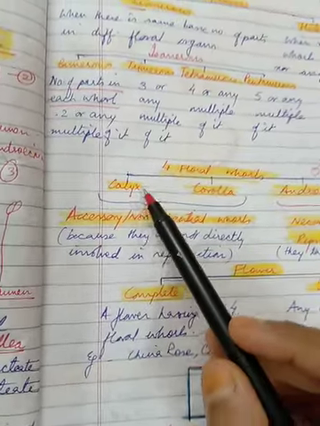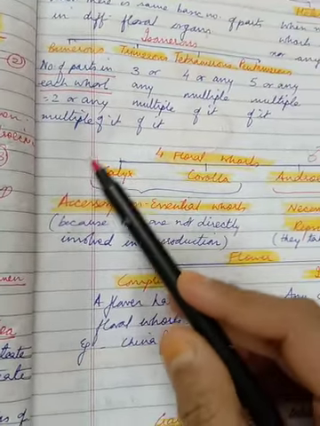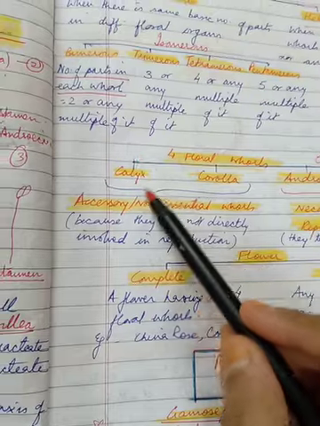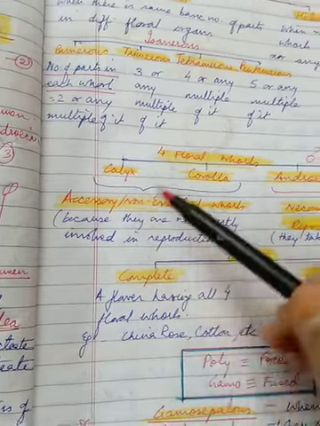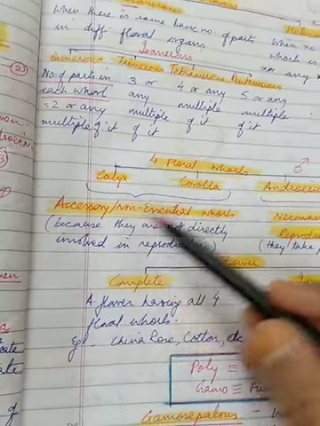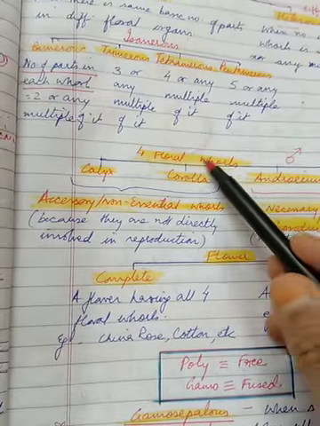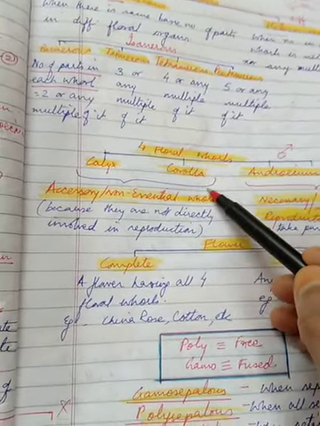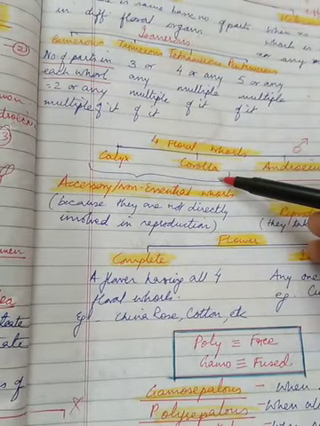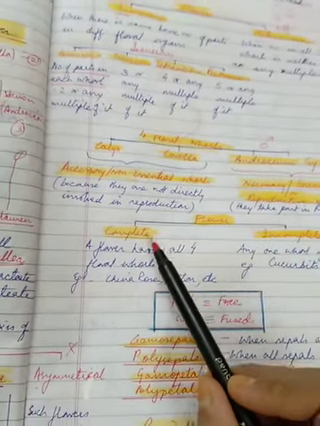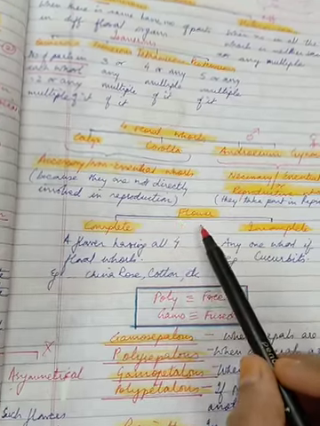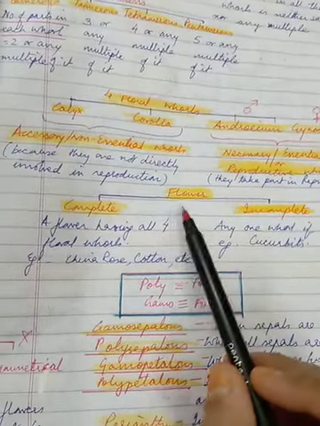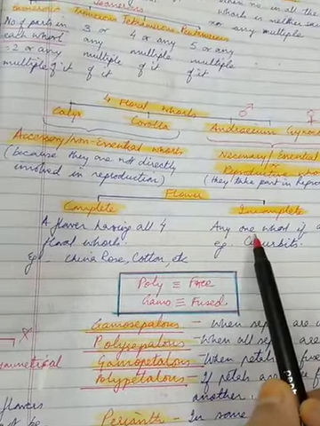For example, the calyx, they are protective, right? And they also carry on photosynthesis in the young form like bud condition, etc. And corolla, they are attractive to attract the insects for pollination. So they are indirectly inviting the insects for pollination, right? Now, coming to the next term is complete and incomplete.